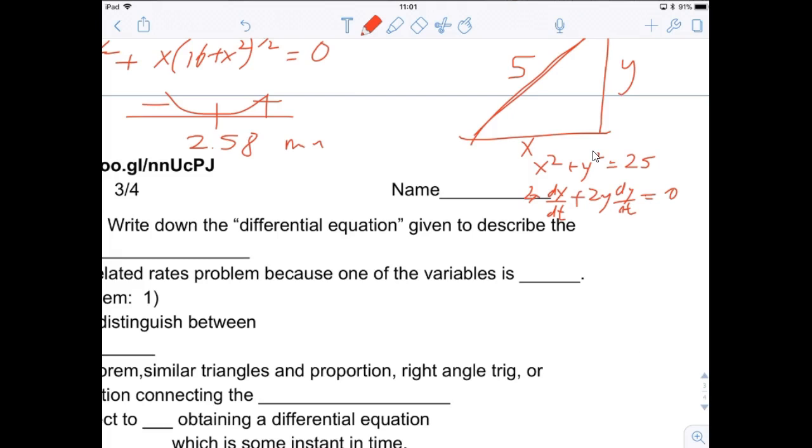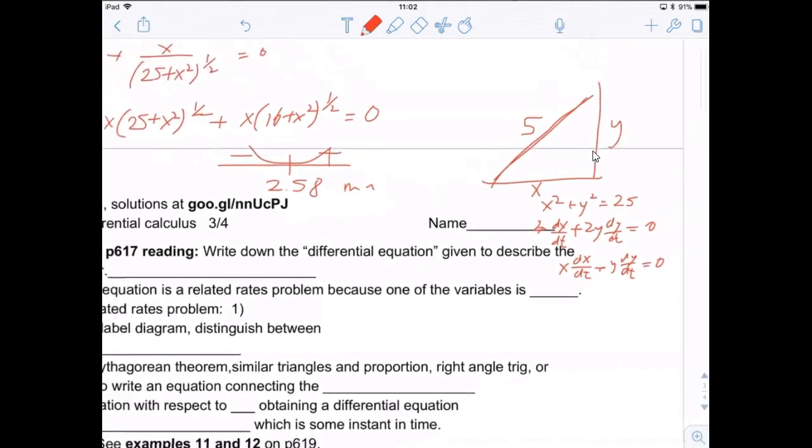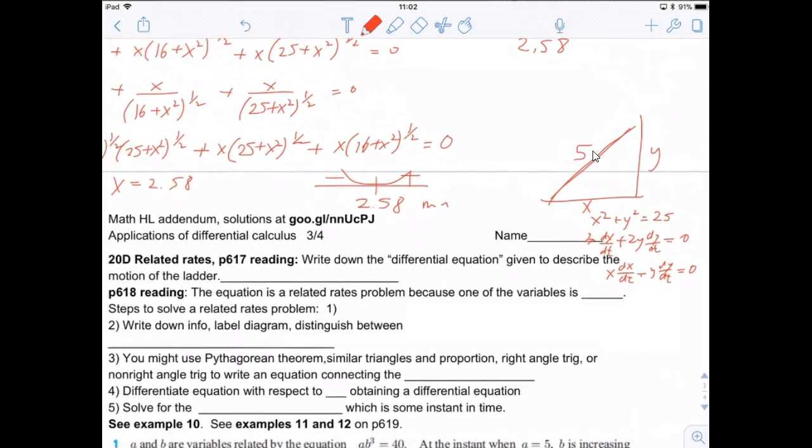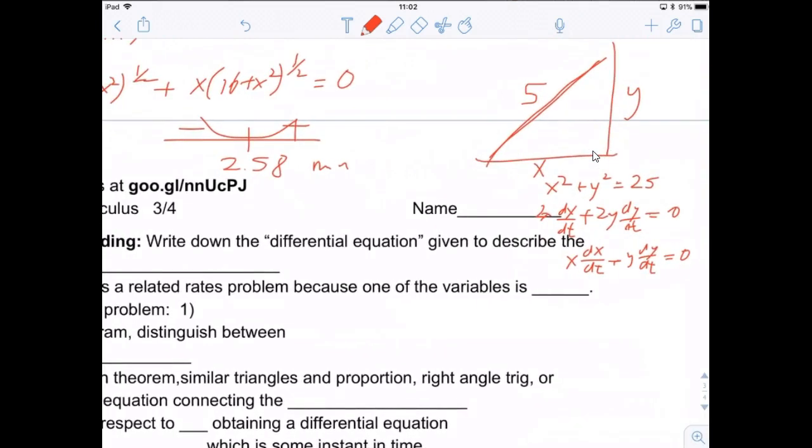Maybe you might eliminate the 2's. You could divide everything by 2 and you wouldn't cause any problems. So x dx/dt plus y dy/dt equals 0. So at first it says write down the differential equation to describe the motion of the ladder. That would be exactly this here.